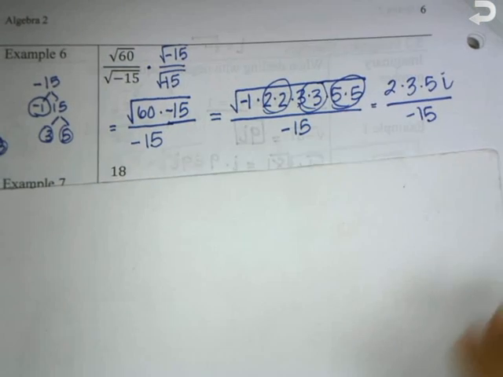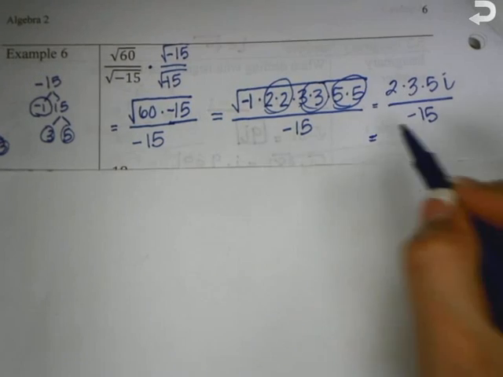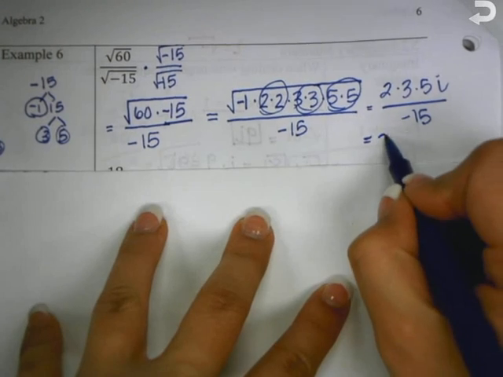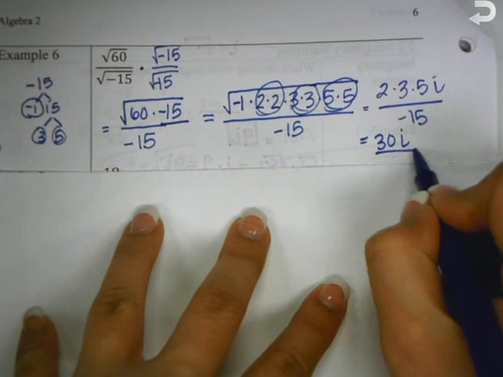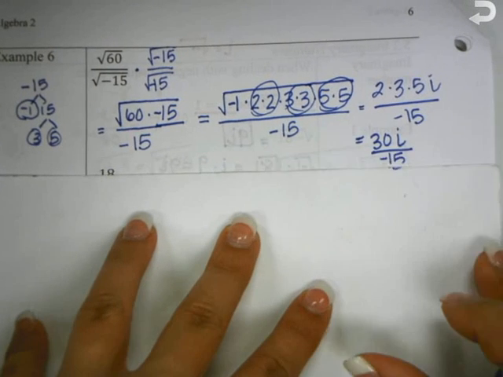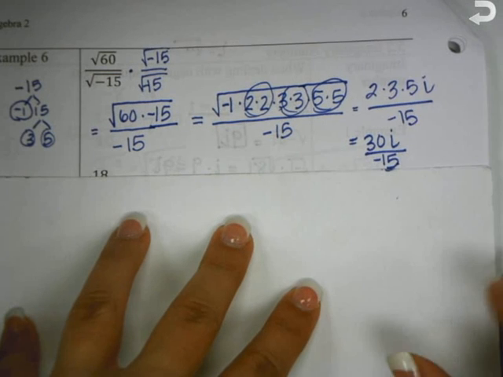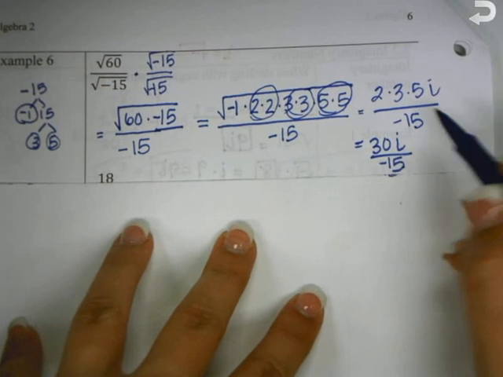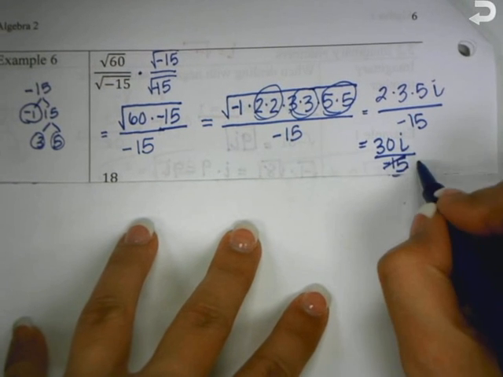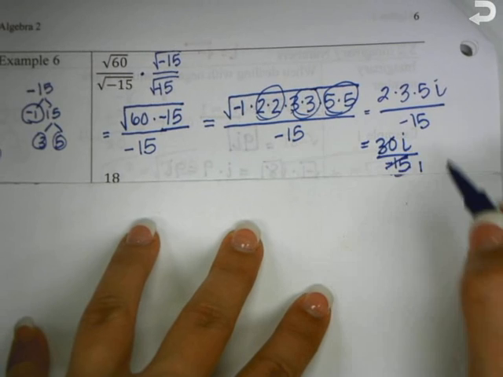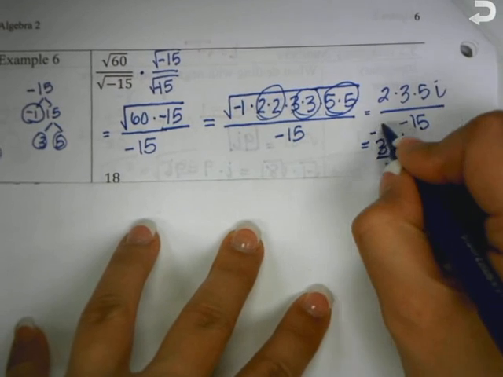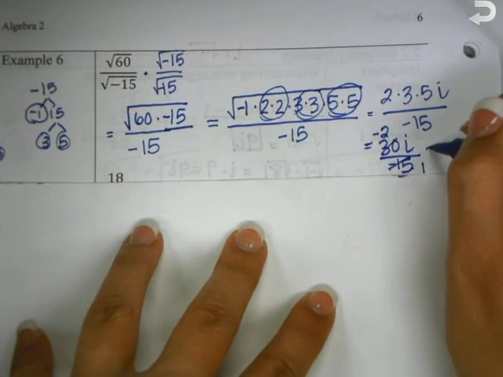So what does that give me? 30I over negative 15. And this reduces. Negative 15 goes into negative 15 once, and negative 15 goes into 30, negative 2 times. So that's going to give me negative 2I.